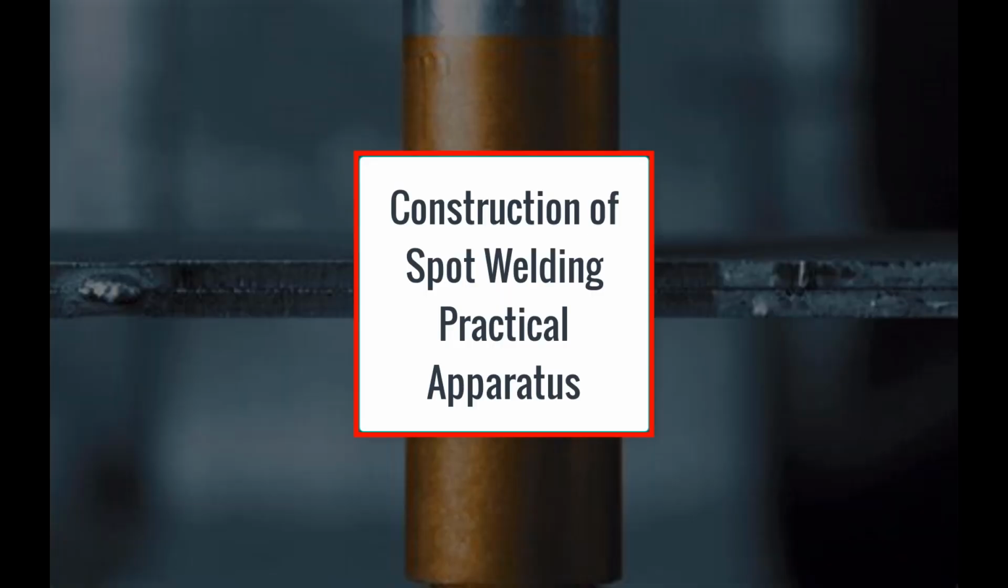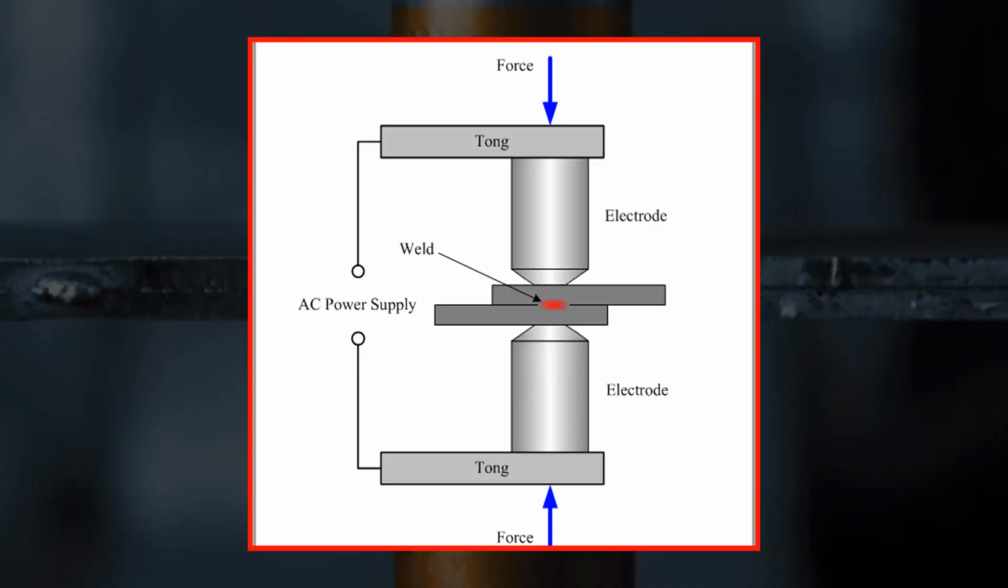Before that, the construction details of the spot welding setup for resistance welding are shown here. Let us discuss the construction detail of the spot welding practical setup. In resistance welding, as per our discussion, we need some heat. It means heat should be generated in this setup. As per this image, heat is generated, but it is very important to note that electrodes are used.